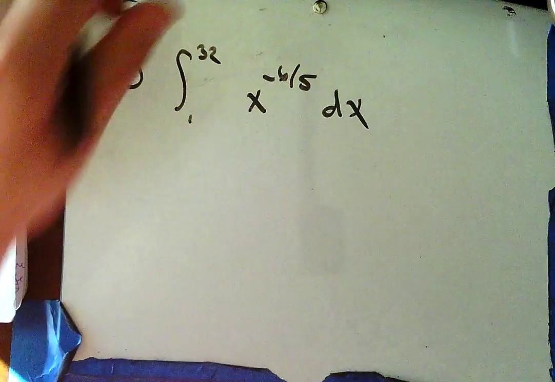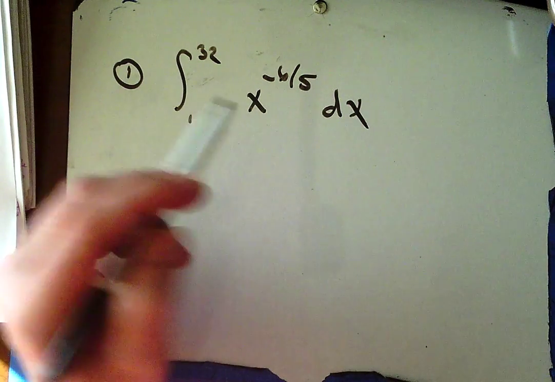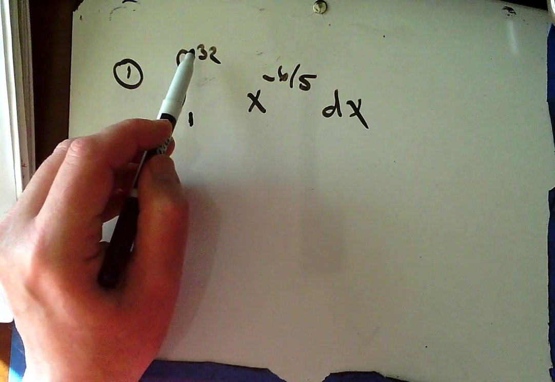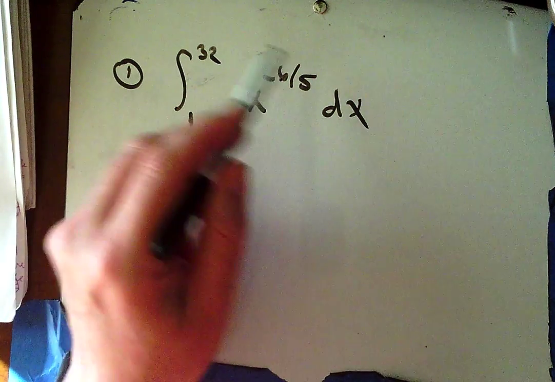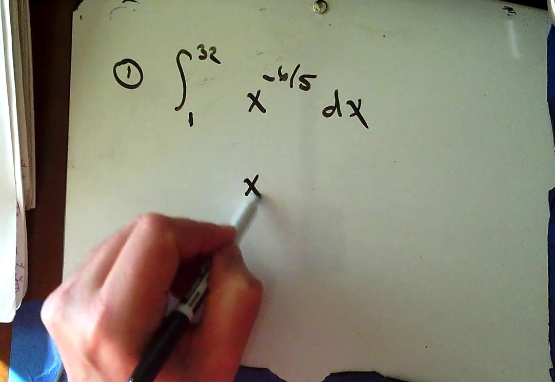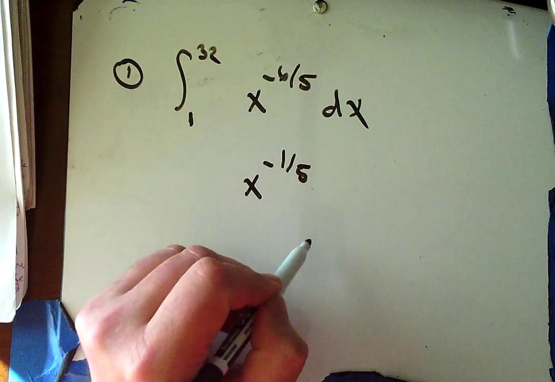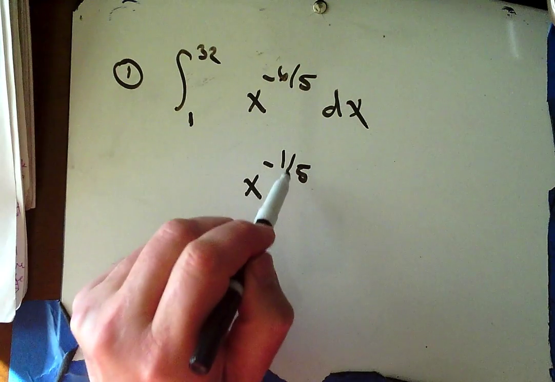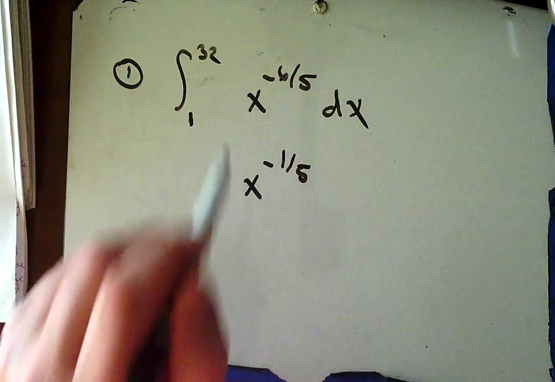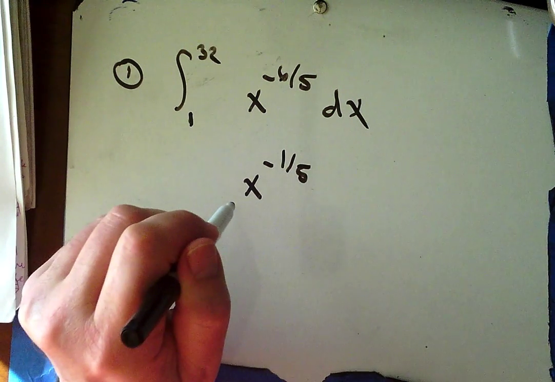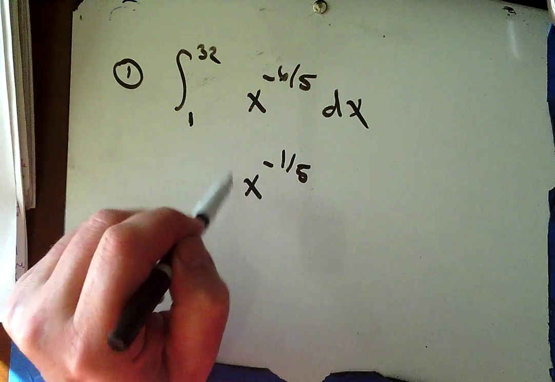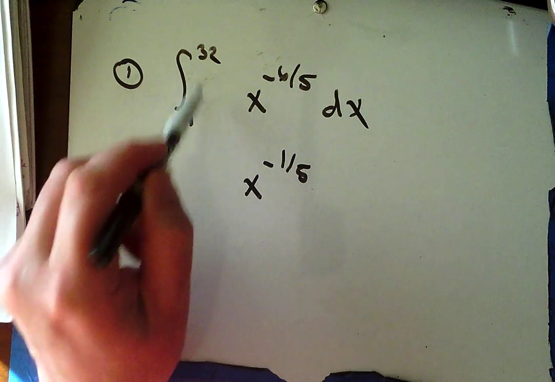So pause the video, give this one a try, come back when you're done. So this is a definite integral, and with a definite integral I know I have to find the antiderivative of this, which means I'm going to add 1. So I'm going to have x to the minus 1/5 here. But if I were to take the derivative of this, that minus 1/5 would come down, and I don't see 1 there. So there must be something here on our potential antiderivative so that when I take the derivative of it, the coefficient cancels.